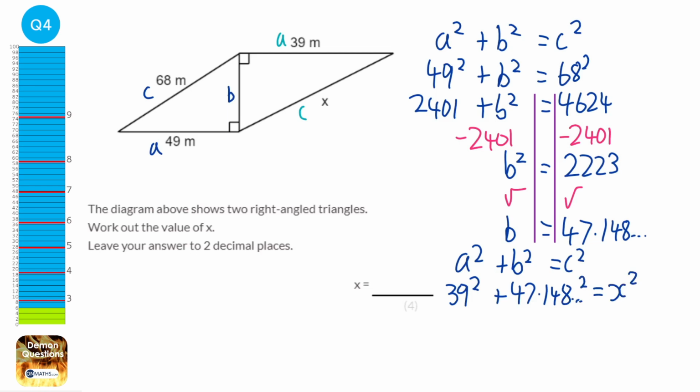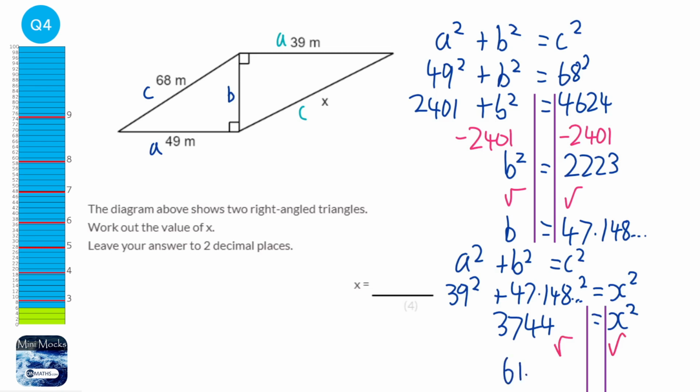Okay, so we need to square that. So we do 39 squared plus 47.148 squared, and that will be 3,744 equal to X squared. And we'll just get our lines in because we need to square root both sides, and we get 61.188 blah blah blah is equal to X. It says it wants two decimal places, so that will be 61.19.